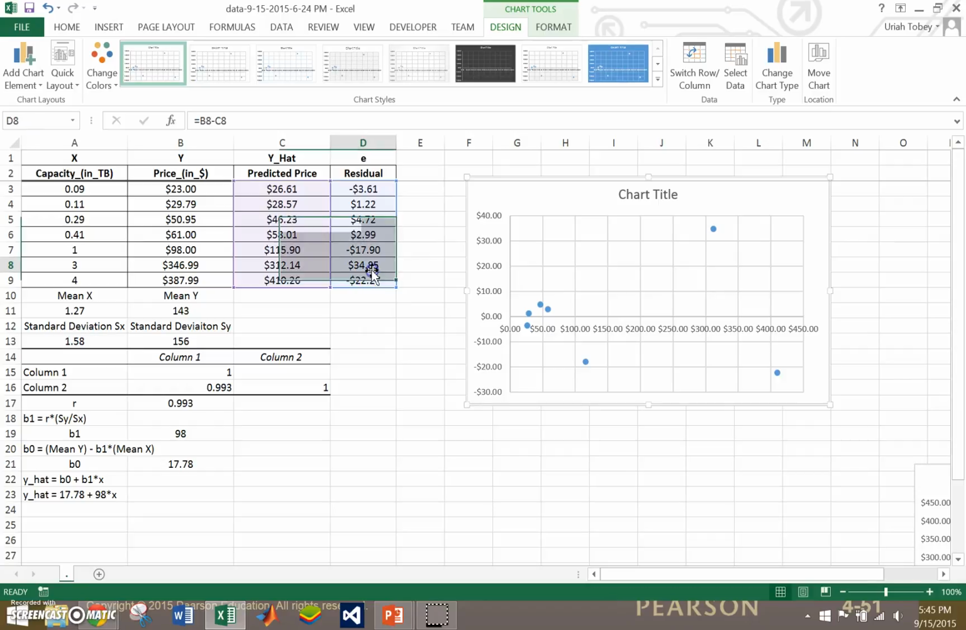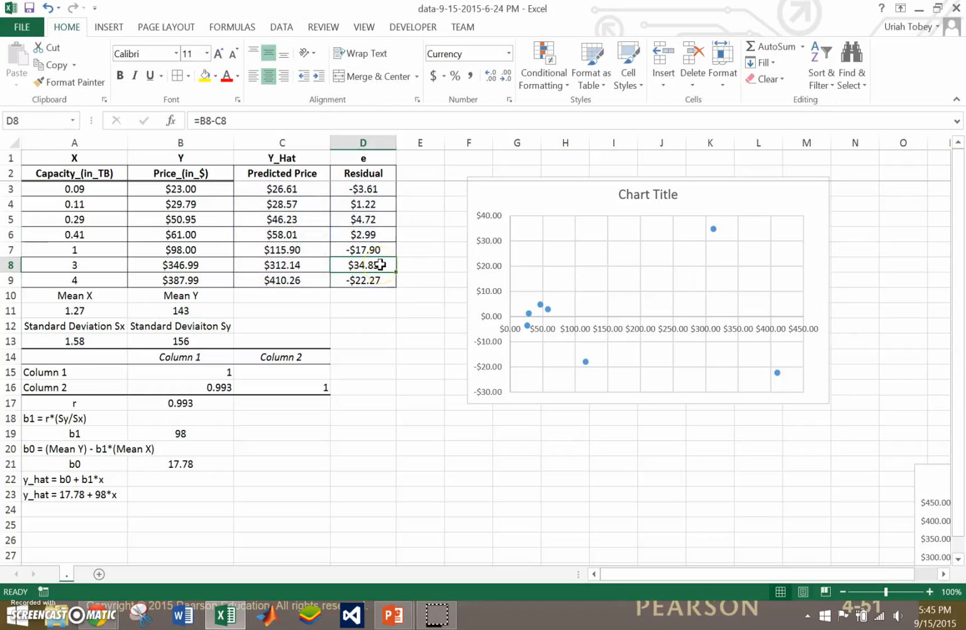And you can actually look at this, that we were $34 off. That's pretty big for this problem, especially since we were closer for smaller terabyte drives. So we might ask ourselves, is there something that changes? You can notice when we're below 1 terabyte, we predict pretty well. Our residuals are small. Above 1 terabyte, our residuals are quite a bit off.